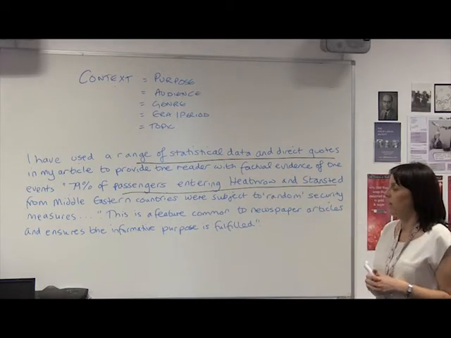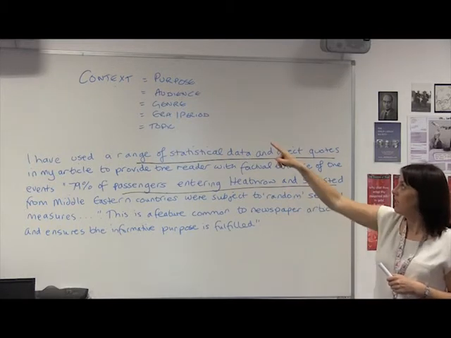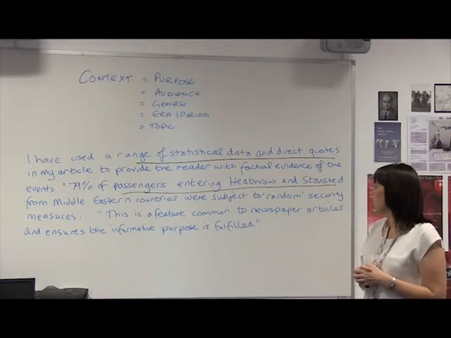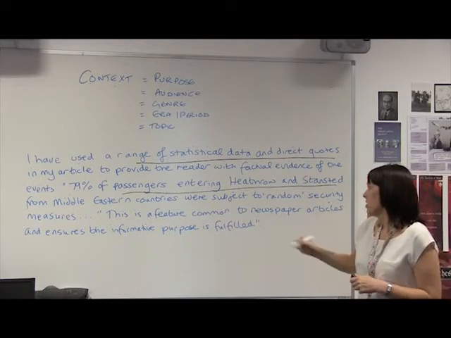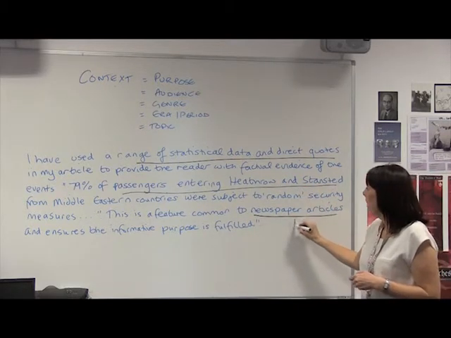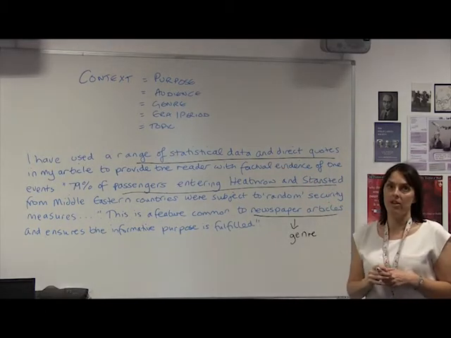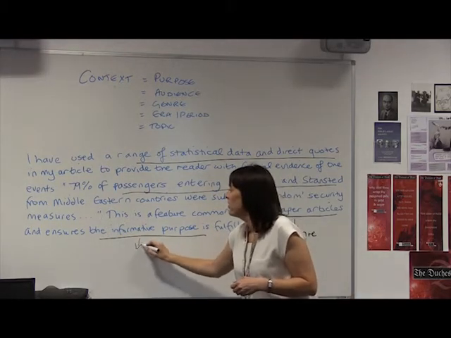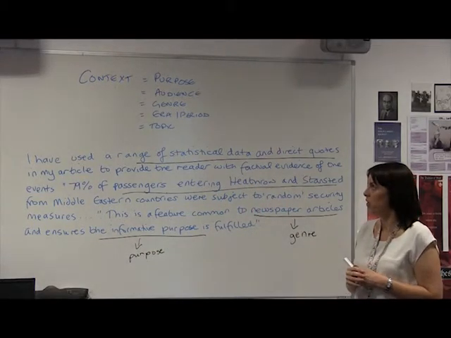Again, point, example. Now when they're explaining those features, this student has then made a link to the context. Well, actually two aspects of the context. They've said, this is a feature common to newspaper articles and ensures the informative purpose is fulfilled. So they've explained the use of statistical data and direct quotes because of the genre of the text, as statistical data and direct quotes often occur in newspaper articles, and then also the fact that those features are typical of a text which has a purpose to inform.